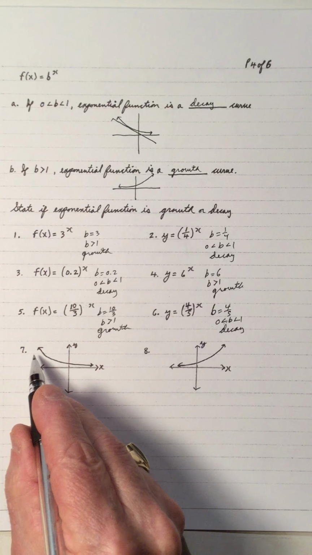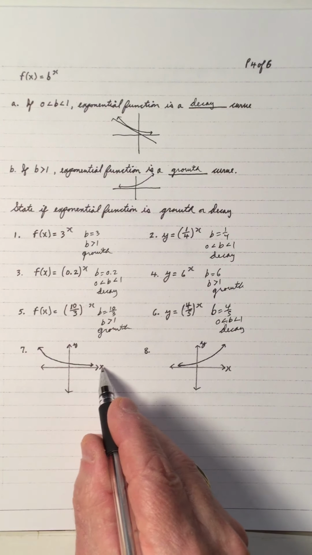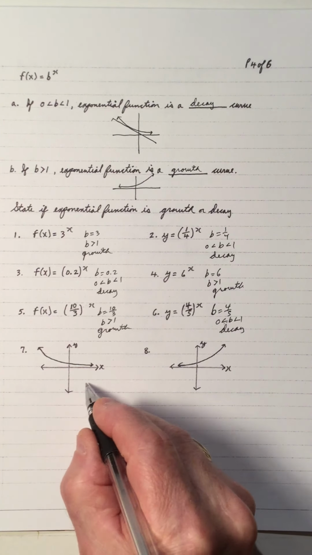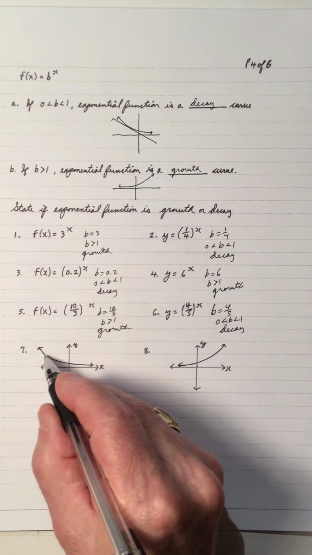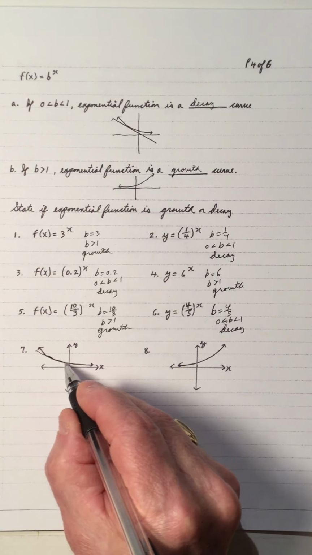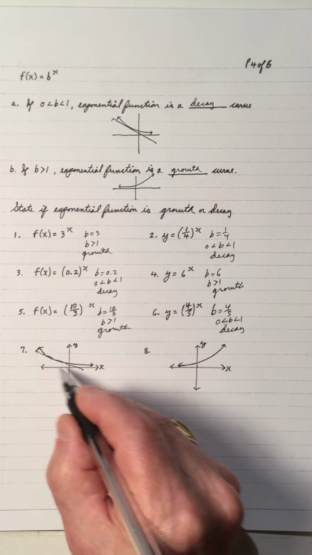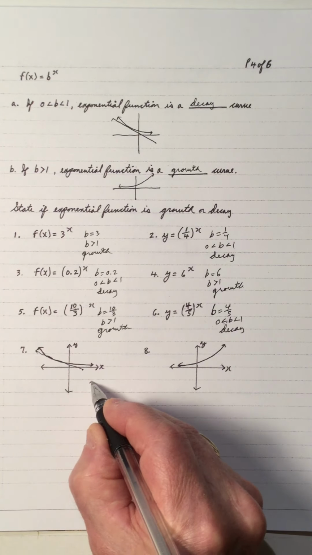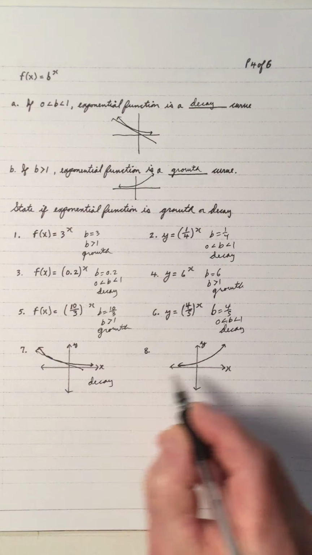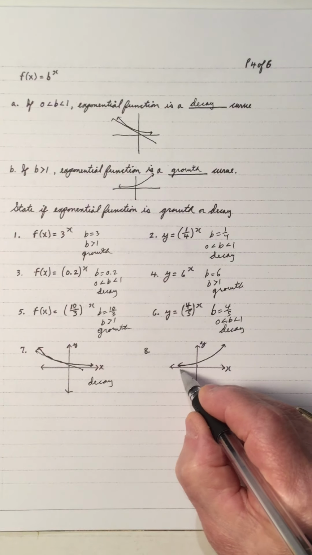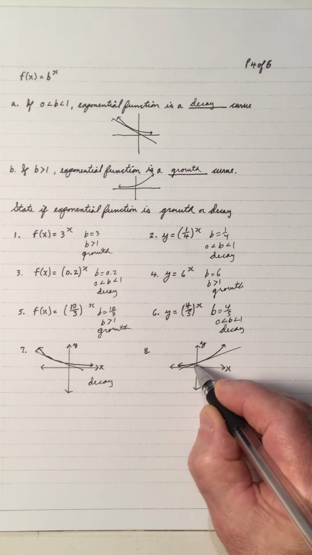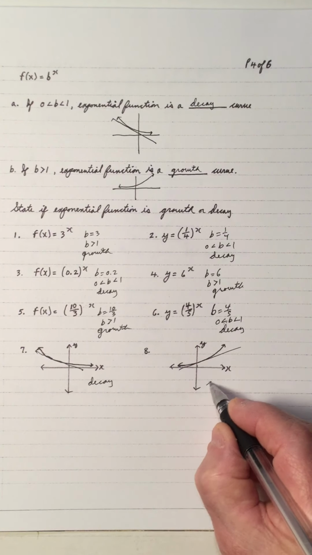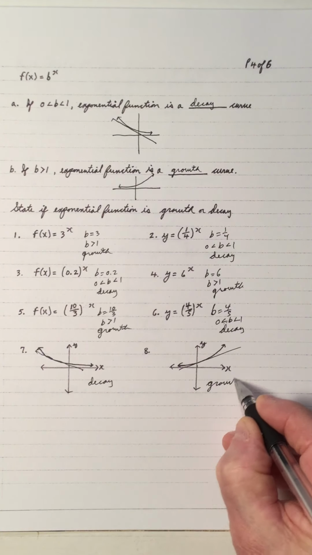And number 7, as x goes to infinity, this is approaching 0, so the base of this curve is, because of the slope, and again we draw a line, the line has a negative slope, so this is a decay curve. And this is the growth curve. Draw a line, the slope of the line is positive, so the slope of the curve is positive, so this is the growth curve.